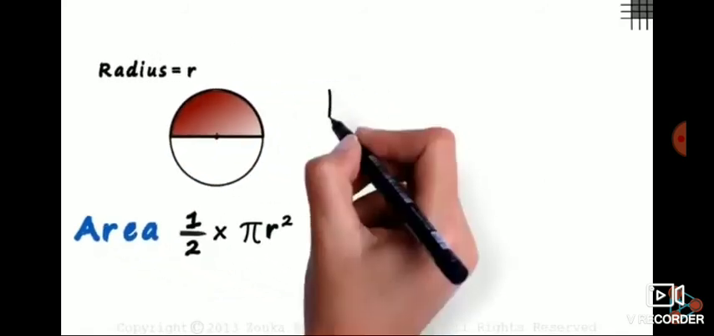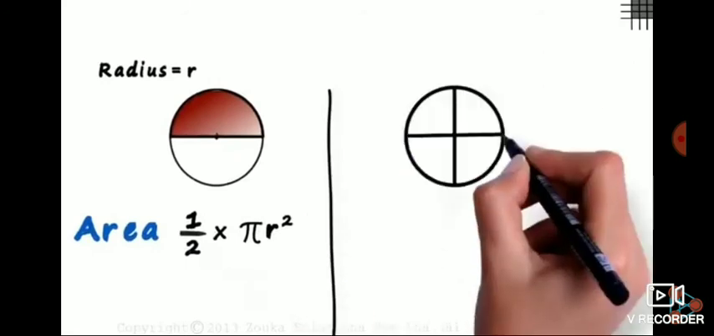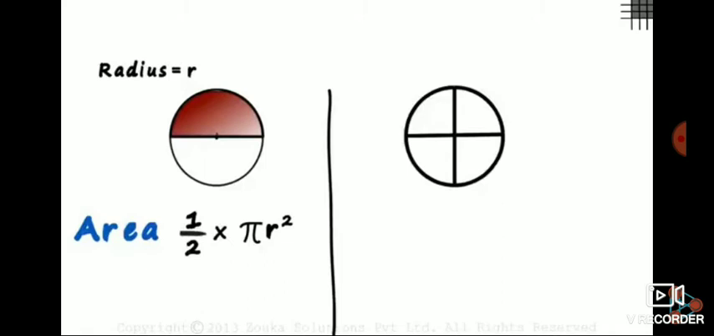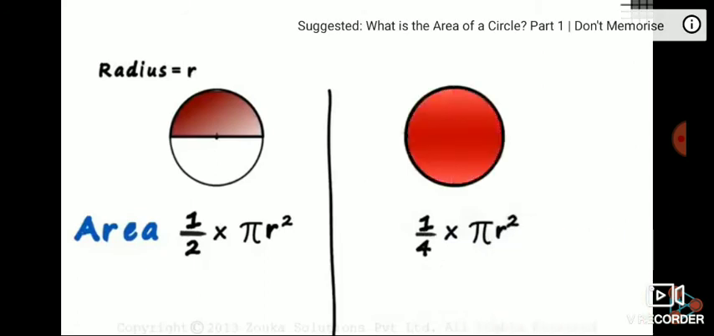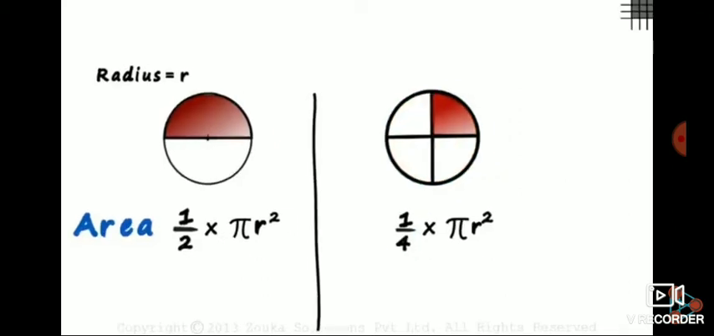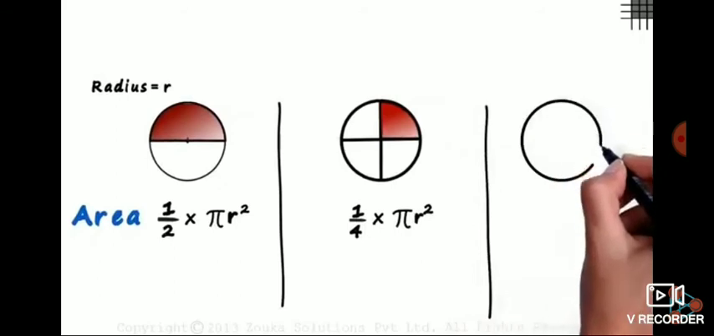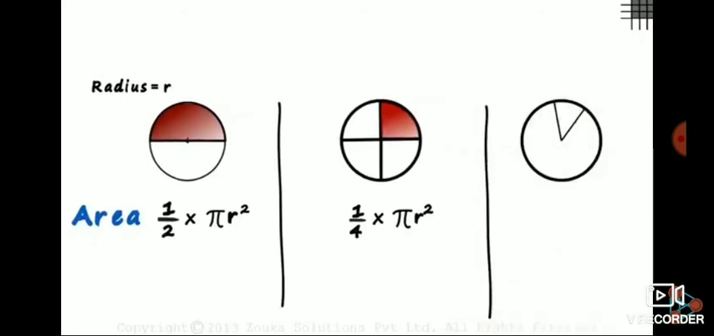Now look at this circle, which is divided into four equal parts. What will be the area of this colored part? It will be 1 by 4 multiplied by pi r squared. Since the area of the circle is split into four equal parts, we multiply it by 1 by 4. Let's look at another part of the circle, this part. What will be the area of the colored region in this case? Without any information, we cannot find the formula for the area of this part. More importantly, what we are trying to find is the part of the area of a circle.